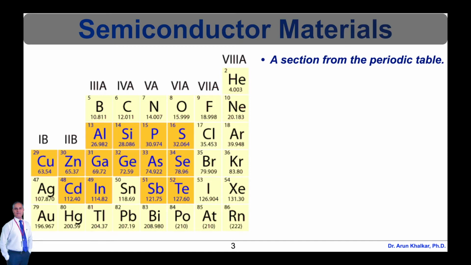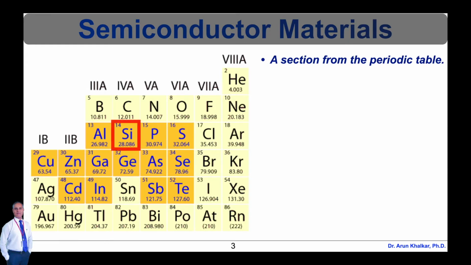The atoms in semiconductor materials are from either group 4 of the periodic table, or from a combination of group 3 and group 5, which are called group 3-5 semiconductors, or of combinations from group 2 and group 6, which are called group 2-6 semiconductors. Because different semiconductors are made up of elements from different groups in the periodic table, properties vary between semiconductors.